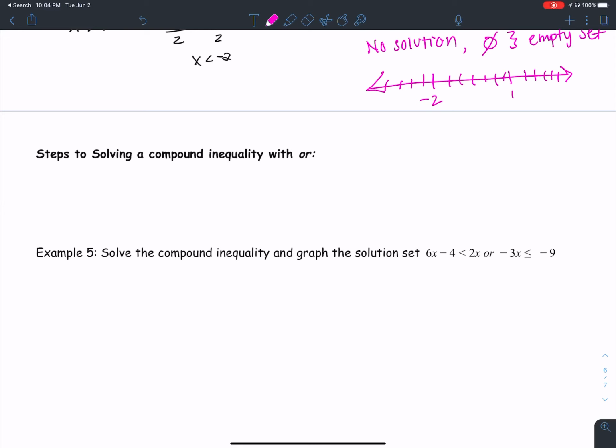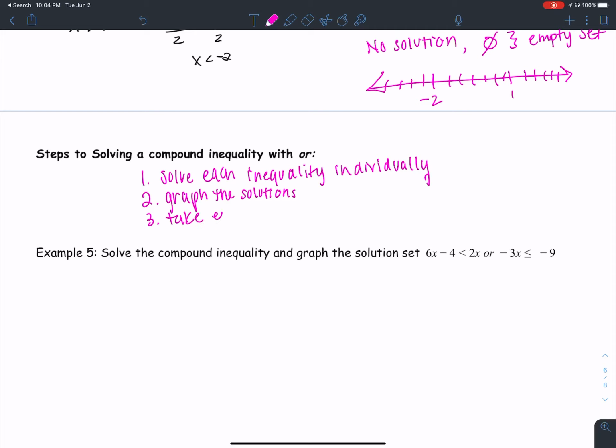So now let's do ORs. ORs work the same way. We're going to solve each inequality individually, graph the solutions, but then we're going to take everything, or the union, and then we're going to write in interval notation. Okay, here we go.